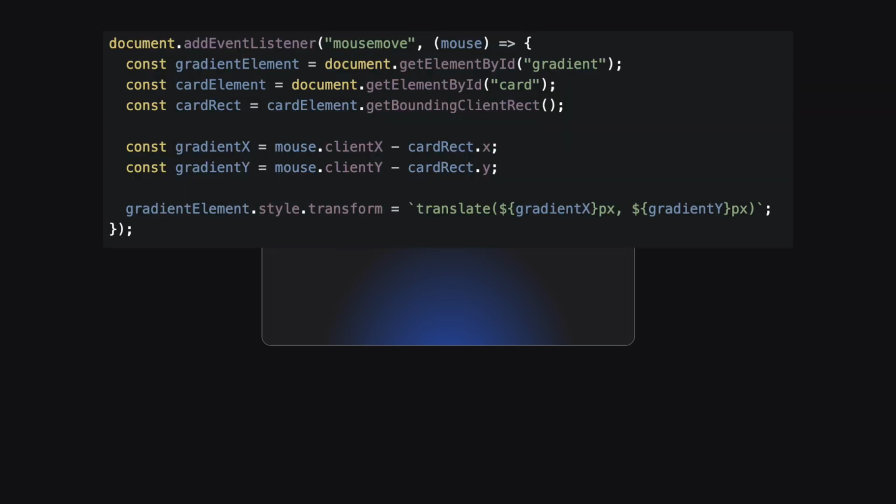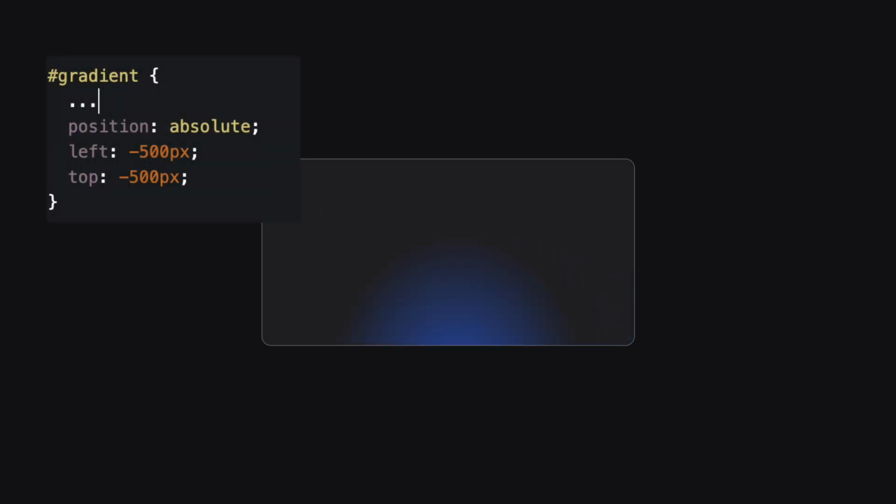With JavaScript, we can update the transform property to move the gradient to the location of our mouse. It's not centered on the mouse. What if we use our absolute position and move it up and to the left a bit? Perfect, but now it's always turned on, and we only want it to show up when we hover the card.